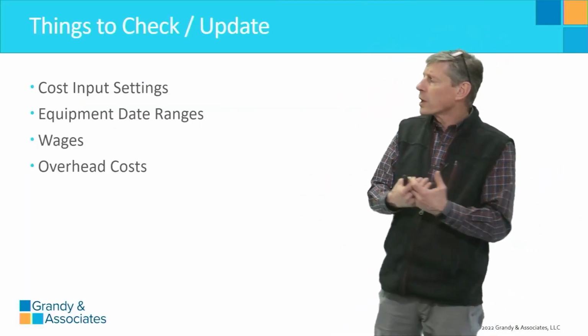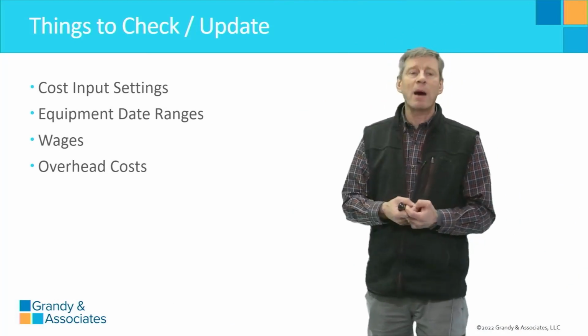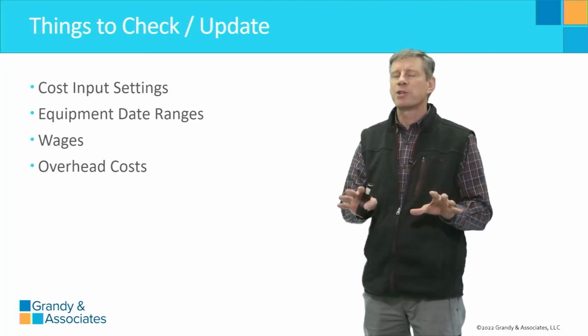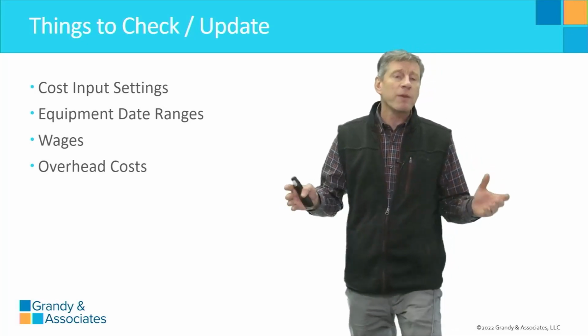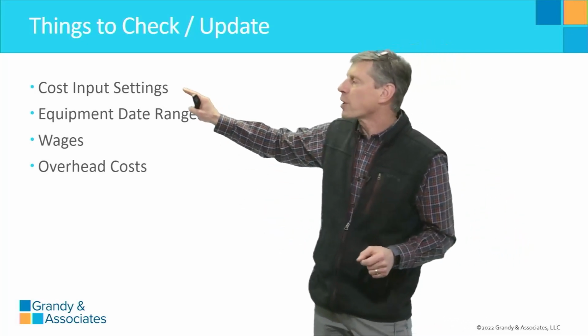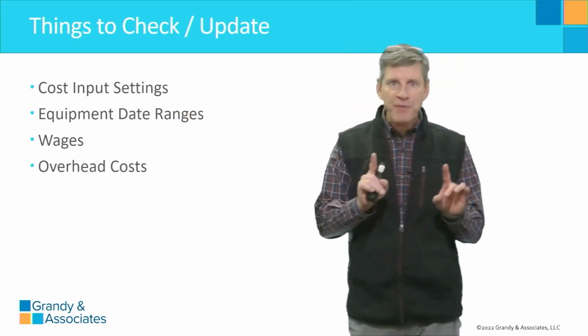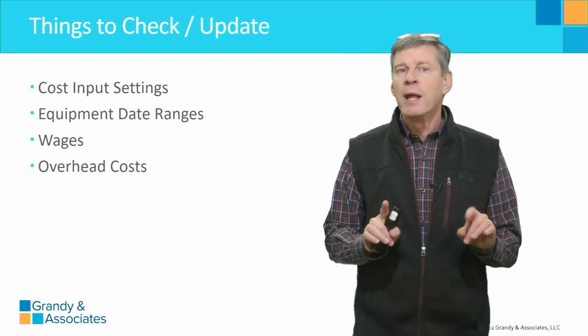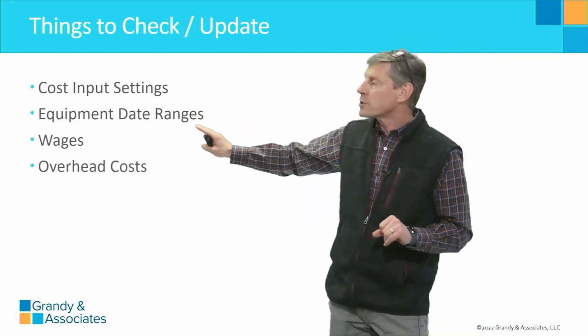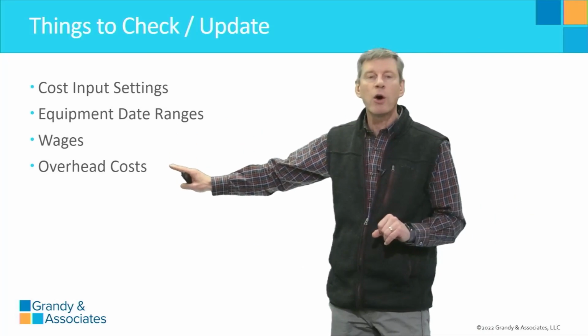Now, once we've got the model created, there's a couple of adjustments that you're going to want to double check. And really, for the most part, it's going through the cost input settings. Specifically, the areas that you want to look at are going to be the equipment date ranges, wages for your team members, and overhead costs.